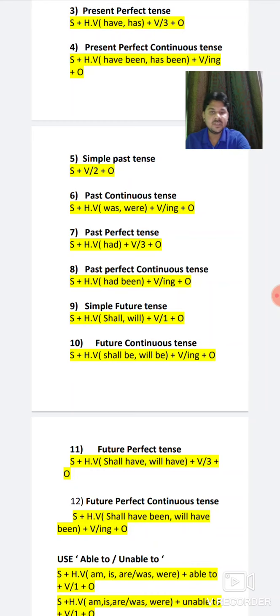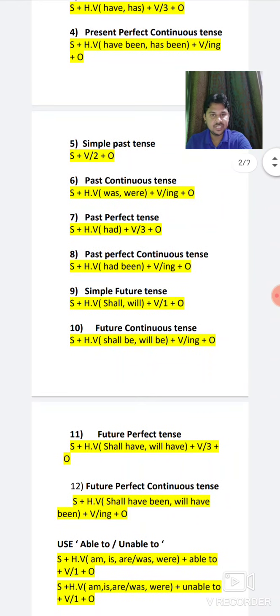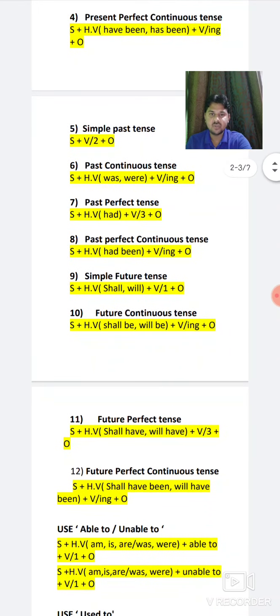Now we will go towards past tense, and topic number five, simple past tense. Here also only three words we have to use: subject, after that verb second form. In the whole of English grammar, there is only one structure in which we use verb second form; we never use it anywhere else. So subject plus verb second form, after that the object will come. This is the structure of simple past tense.